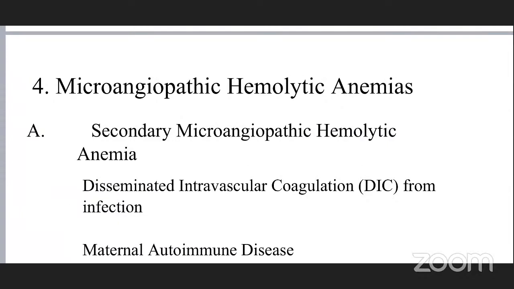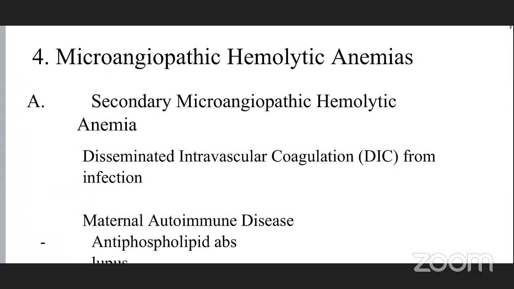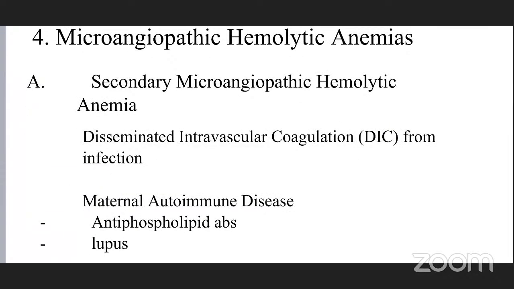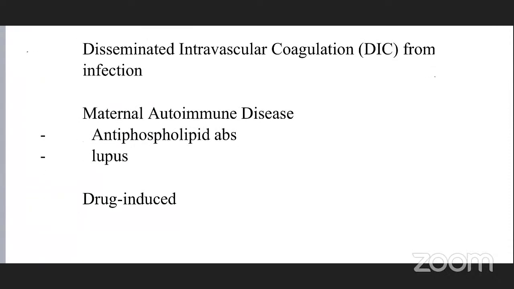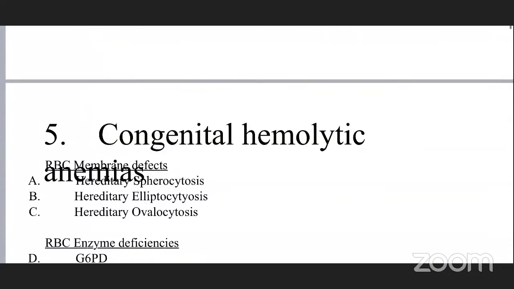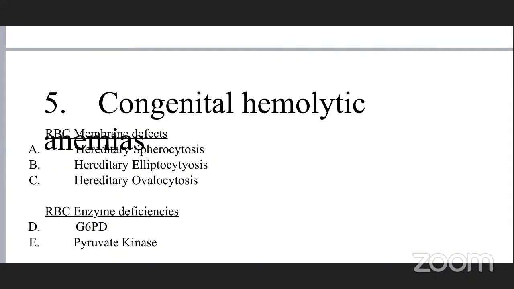We have MAHA, which is secondary microangiopathic hemolytic anemia, and DIC from infection, and it can also happen from maternal autoimmune disease like antiphospholipid syndrome or lupus, or sometimes drugs can induce this MAHA. So this is about MAHA. Then we will go to congenital hemolytic anemia.